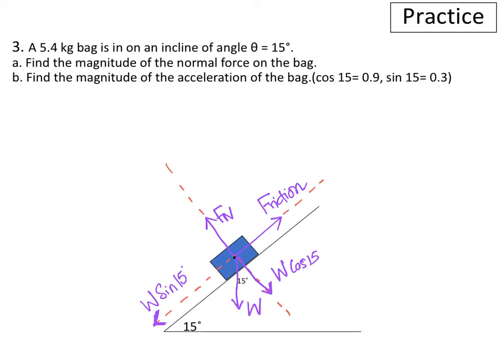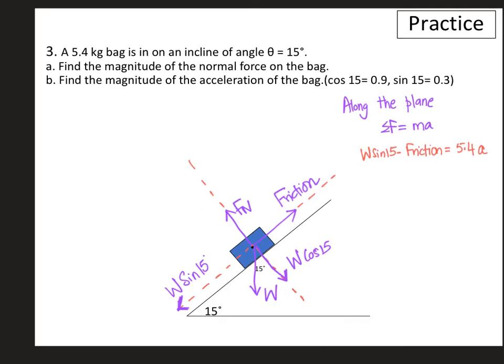So we can create the equations for this along the plane and perpendicular to the plane. Along the plane, sigma F equal to ma. So we'll write W sine 15 minus the friction force equal to 5.4 multiplied by a.